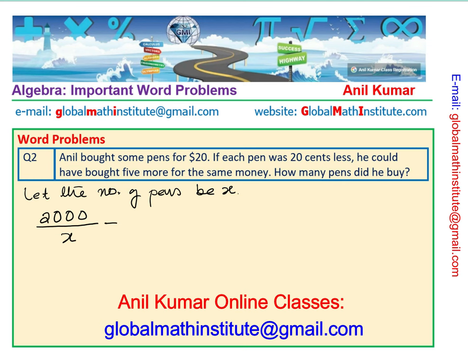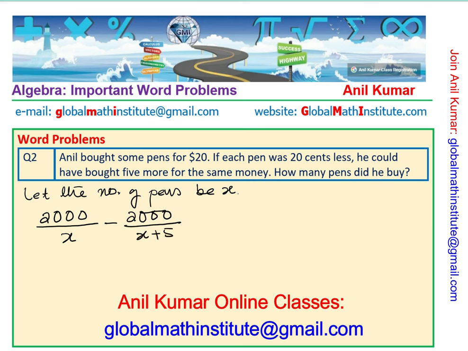And if there was a price reduction, then he could have bought five more. So I divide by five, and this will give me the price reduction of how much? 20 cents, right? So this was 20 cents. Does that make sense to you? So price of each.